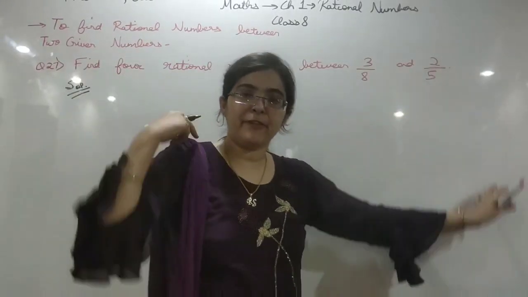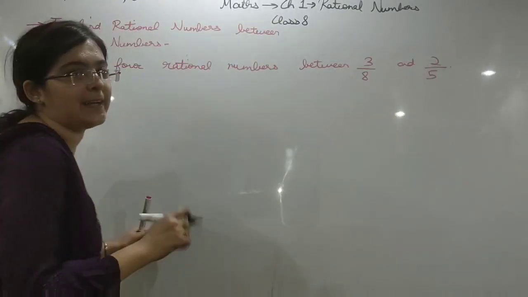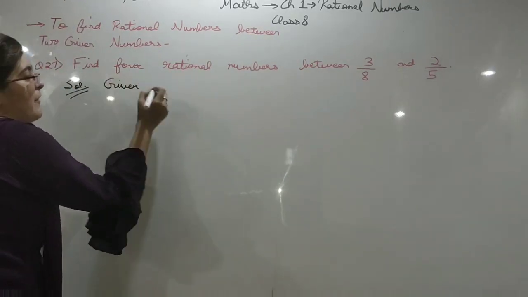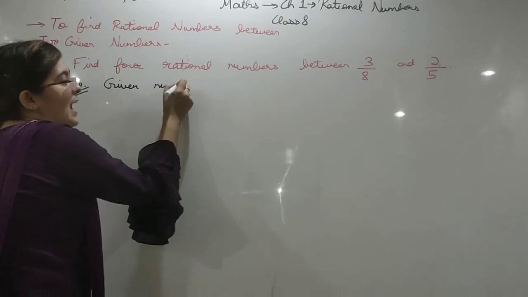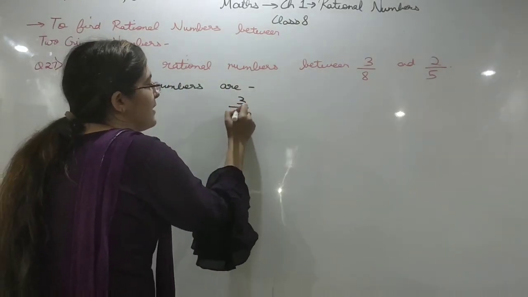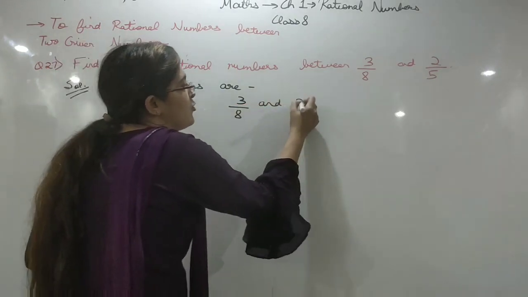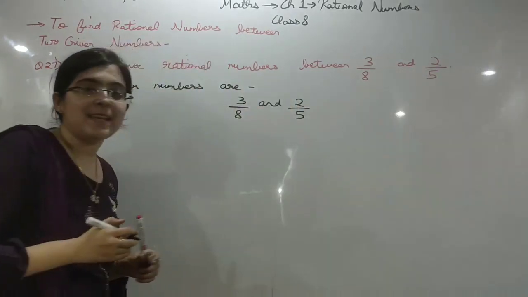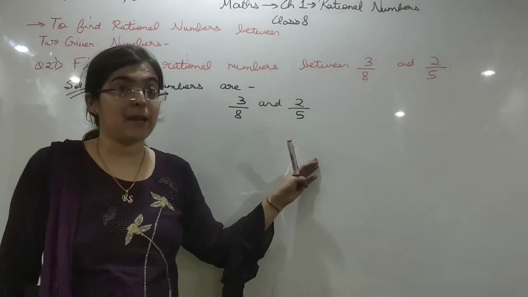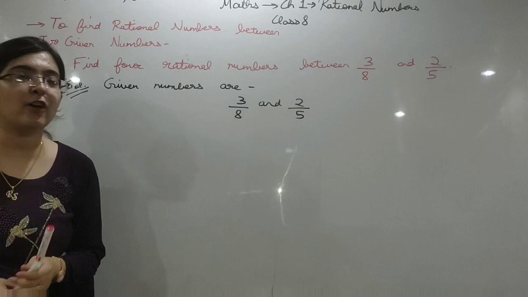What we will do? See students, here the denominators are different, okay? It is the next variety of these types of questions. First we will write given numbers are. What are the given numbers? 3 by 8 and 2 by 5. What is our first step? Our first step is to make the denominators same. Here the denominators are not same.